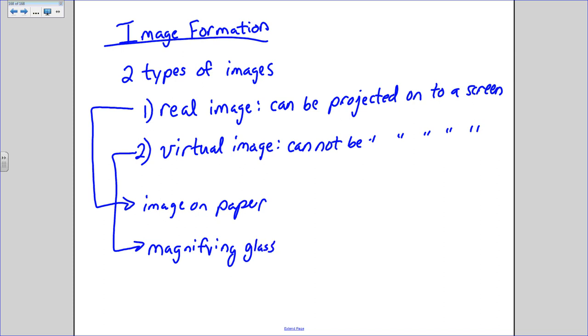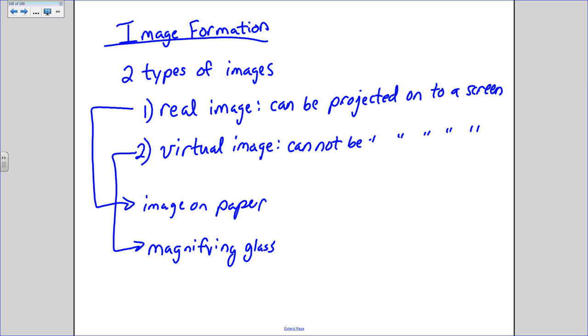We'll see this again with mirrors, and I think it makes a little more sense with mirrors, but I'll also show you how to determine where that image is when we actually begin to draw rays for some of these lenses. All right, so there are two types of images: real and virtual, screen and no screen. We're going to determine the positions of those images in a couple of different ways.